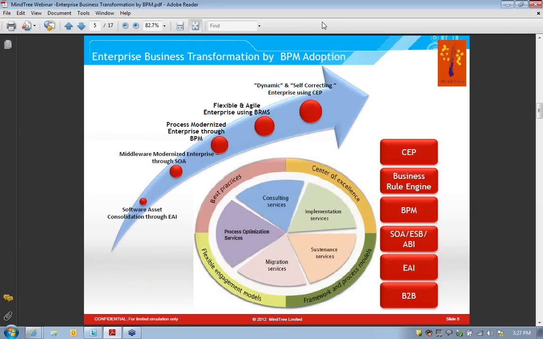In subsequent slides we will discuss the product options available in the market, which have a thorough set of products by which all these areas in enterprise business transformation are being dealt with by the BPM service providers in the industry. So this is the ladder we are talking about as far as the option is concerned.